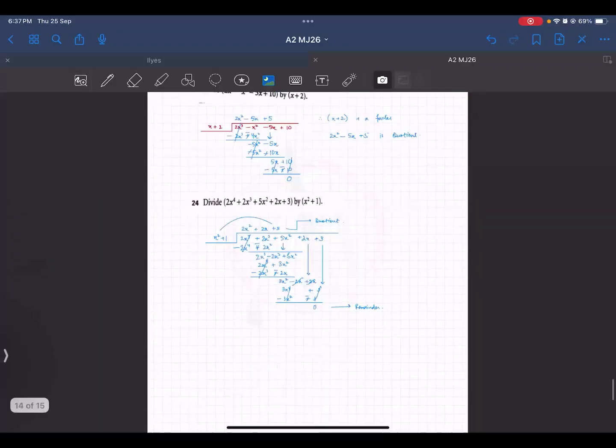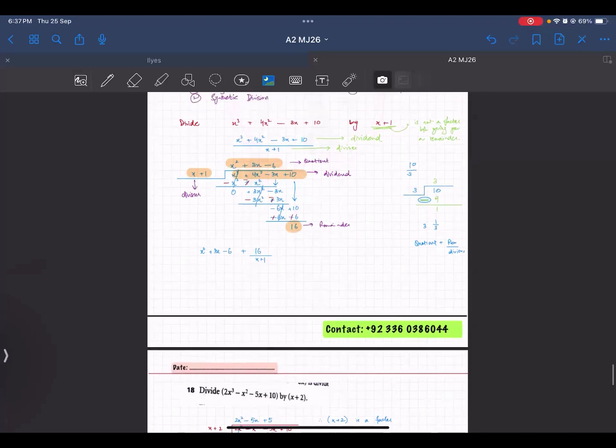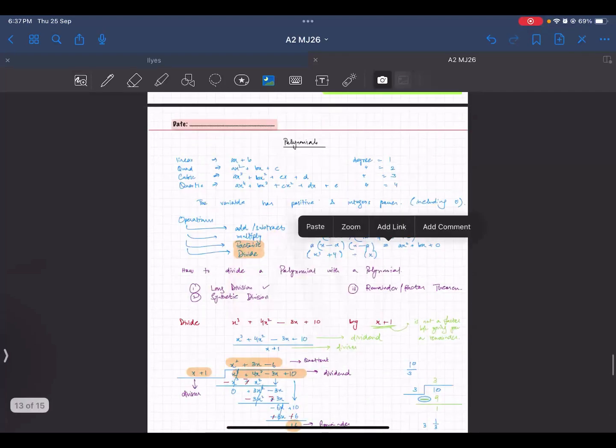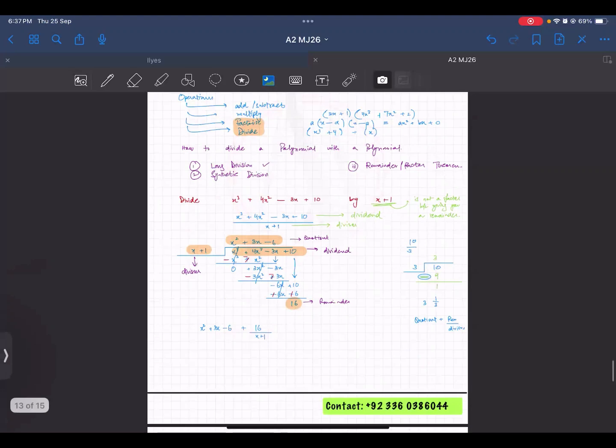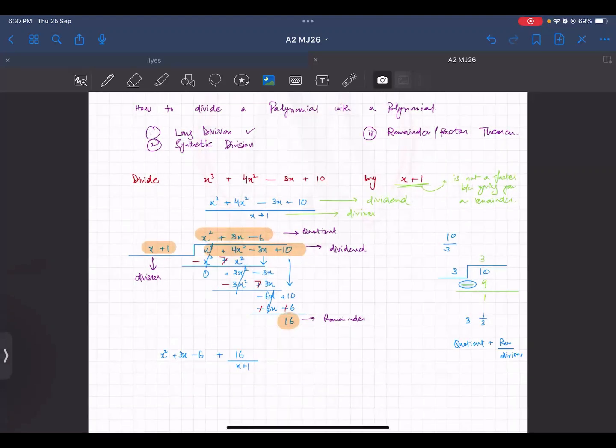Okay, so in the last class, which was the first class on polynomials, we discussed what a polynomial is, and we also learned how to do long division, how to divide a polynomial by a polynomial, and how to write the result at the end.